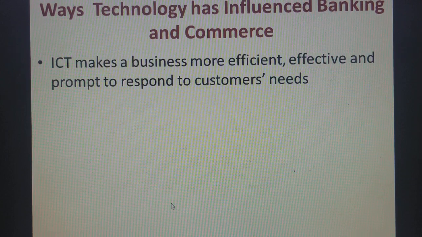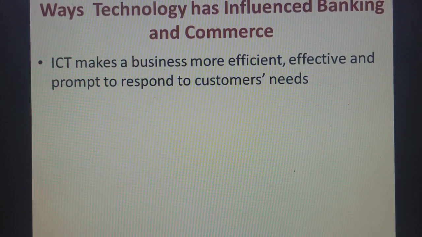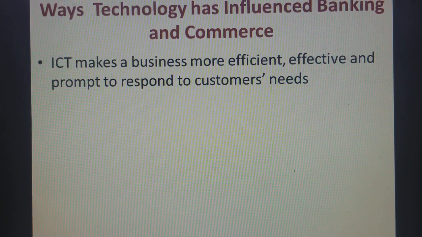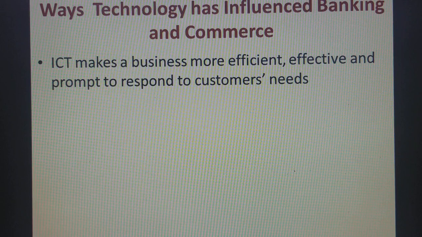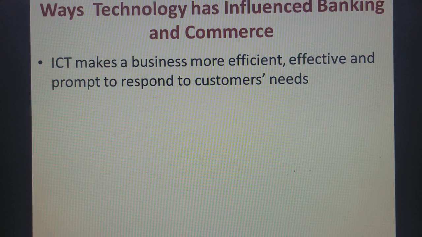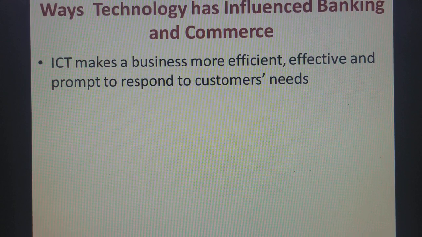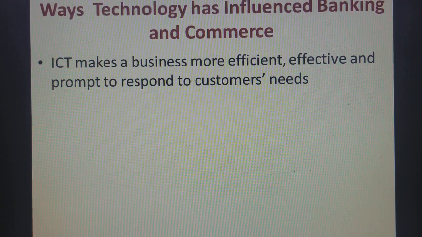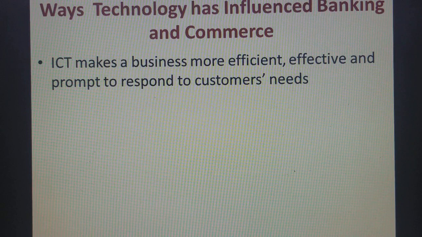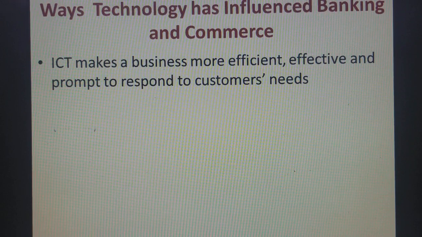Now, ways technology has influenced banking and commerce. ICT makes a business more efficient, effective, and prompt to respond to customers' needs. So the use of ICT really has aided in the efficiency and the effectiveness of how business can interact with the customers and satisfy their needs.